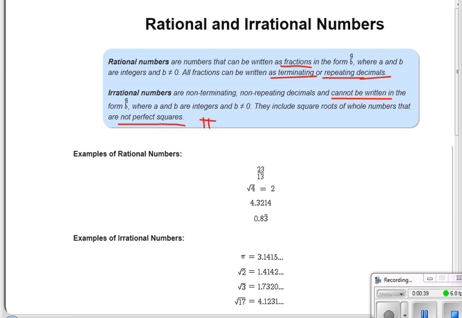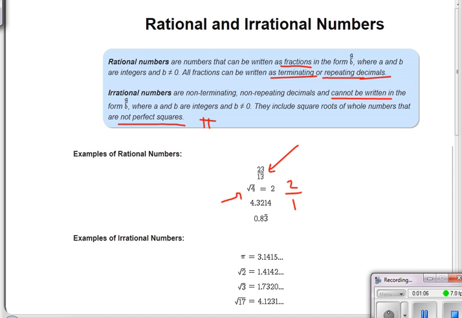So examples here of a rational number. Obviously this is a rational number here, this is a fraction. The square root of 4, we know what that is. The square root of 4 is 2, and 2 can be written as a fraction as 2 over 1. The next decimal, it terminates, it stops, therefore you can write it as a fraction. And the next decimal is also a rational number as it repeats.